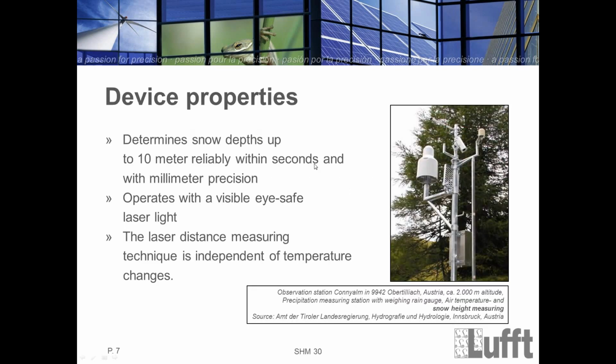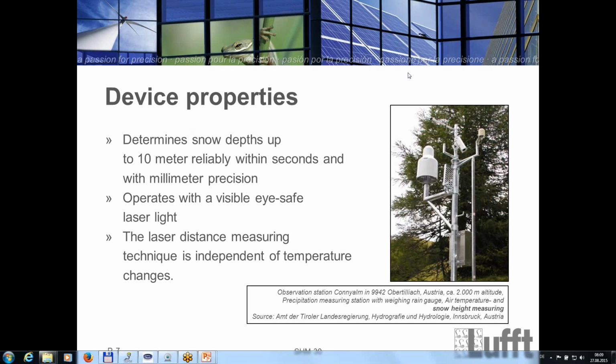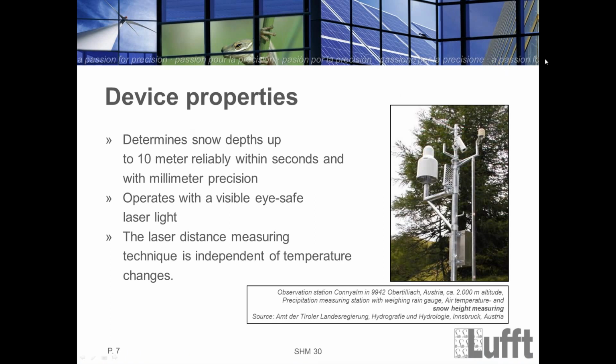So the technical overview, very briefly: the snow sensor is a laser sensor. It determines the snow depth up to 10 meters. Which is important is that we have a measurement every 6 to 10 seconds, a result is given, and it's millimeter precise. Also important to know about the snow sensor is that it has a visible eye-safe laser light, so you can see the light. You will later see it also.